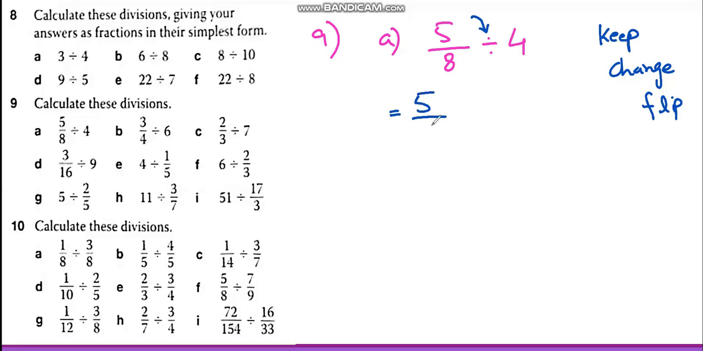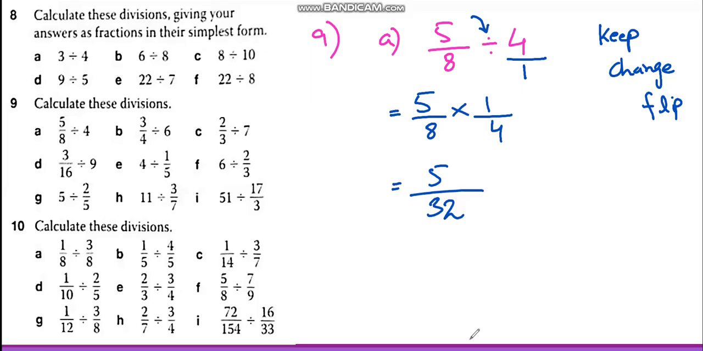We will keep 5/8 as it is. We will change the division sign into a multiplication sign, and then we will flip this number. So 4 has no denominator, so let's assume 1 as its denominator, and then we will flip it by writing 1/4 here. Now let's multiply. 5 times 1 is 5 and 8 times 4 is 32. So this is how we divide fractions.